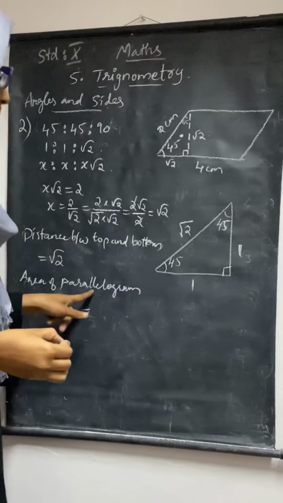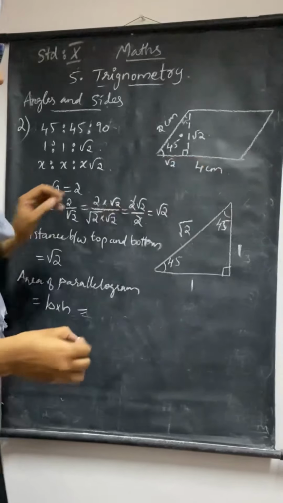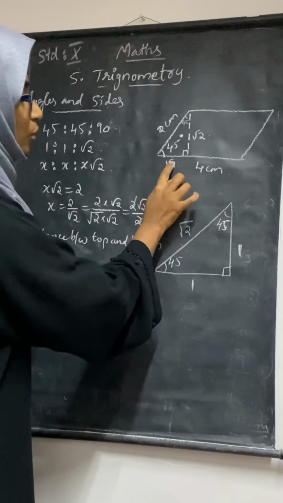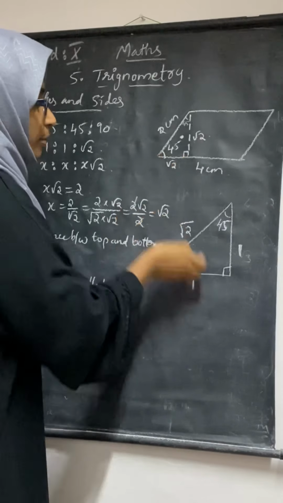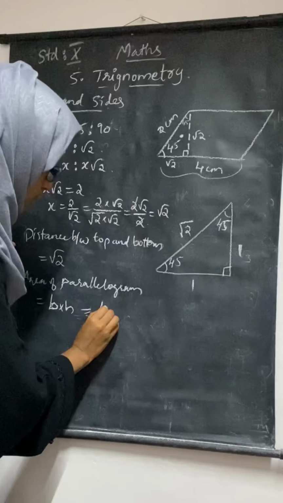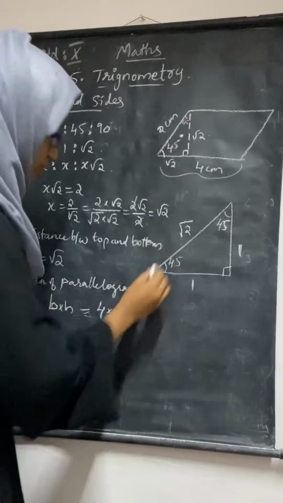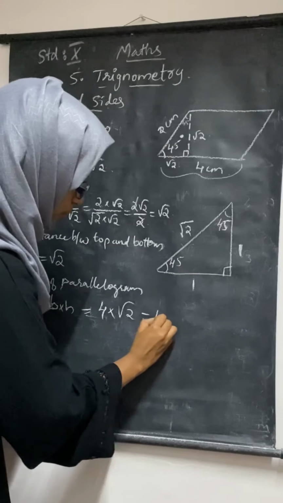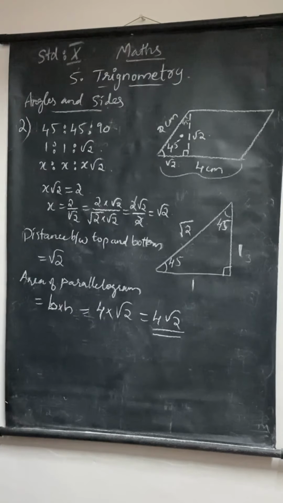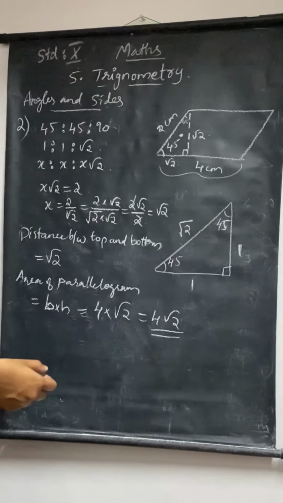Now next, area of the parallelogram. Area of the parallelogram formula is what? B into h, base into height. Base is already given. Don't see this, this is only this much. But the full is 4. Full is 4. So 4 into height, how much did you get? Root 2. 4 into root 2, that is 4 root 2. This is the answer. So the next one, one more figure is there. That is homework for you. You have to do it as homework.